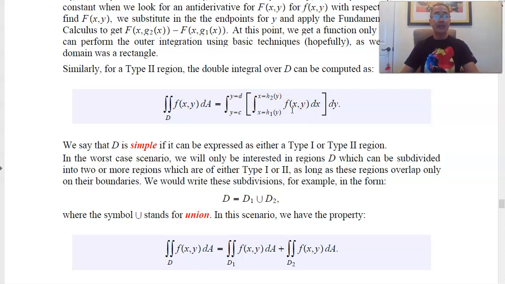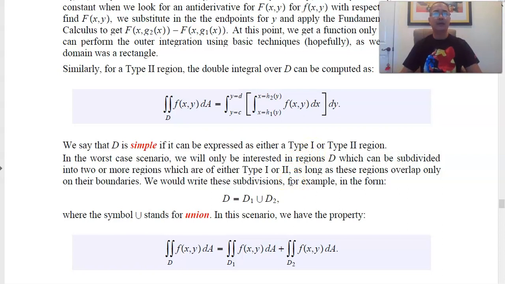Sometimes it's possible to express a region either as a type 1 or a type 2. We have two choices. And when that happens, we call it a simple region. I'll give you an example in a little bit. Now, can every region be expressed as either a type 1 or a type 2? Not necessarily both. Unfortunately, no.